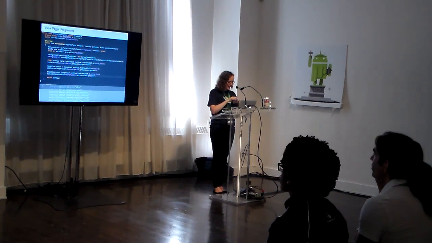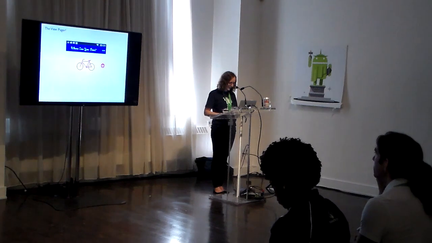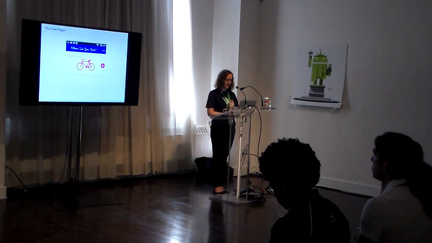objects. And then I'm getting the argument number out, and just setting up the view as you would normally. So setting the title, setting the icons, and that's it. That's your view pager. So this is what it looks like at this point.